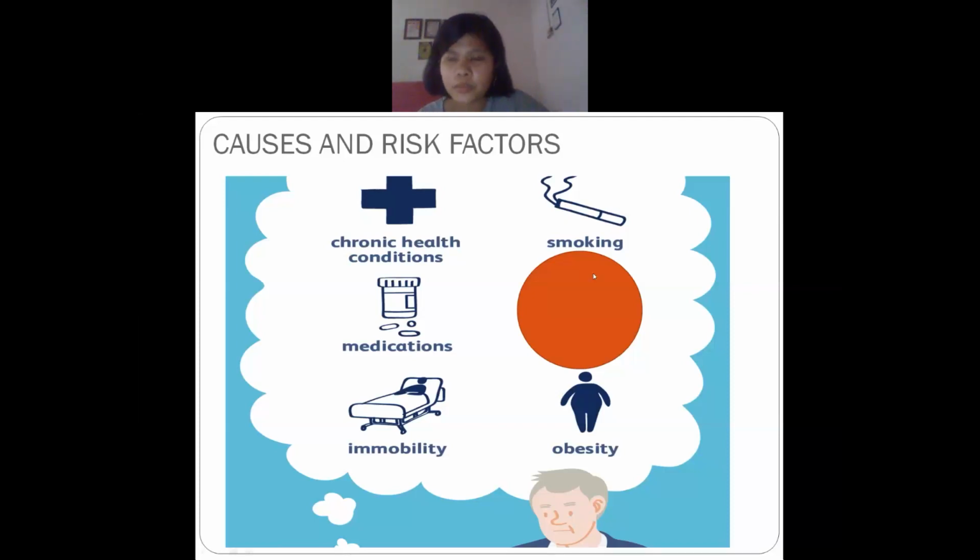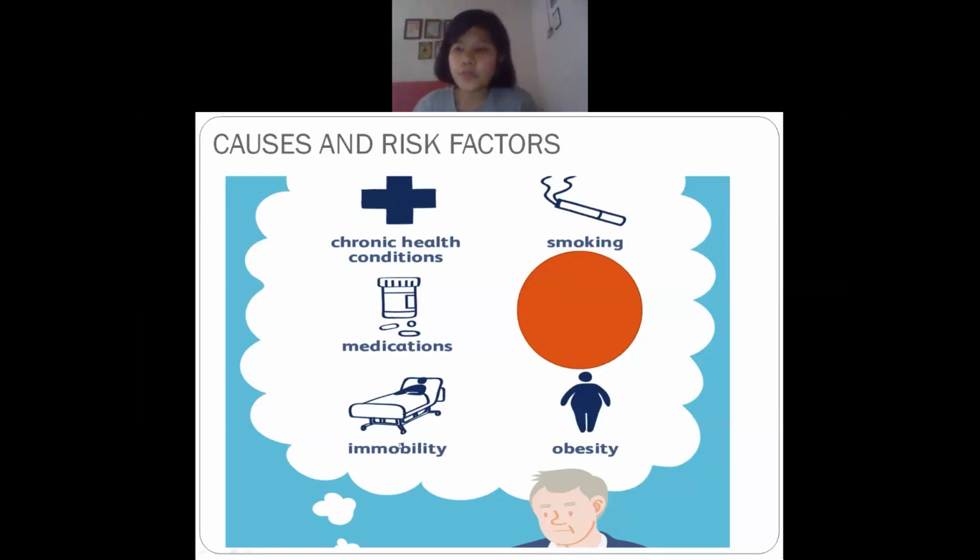Next is smoking. If a person smokes too much, then the person can have superficial thrombophlebitis. Next is obesity, means fat people. If a person is obese, an overweight person, they are at risk of having this superficial thrombophlebitis.